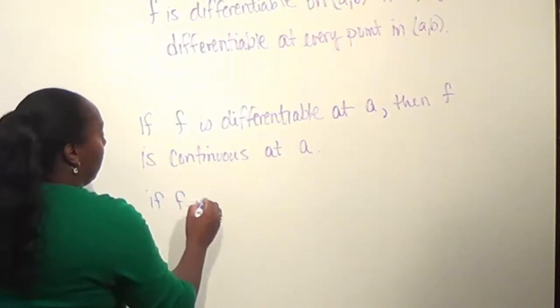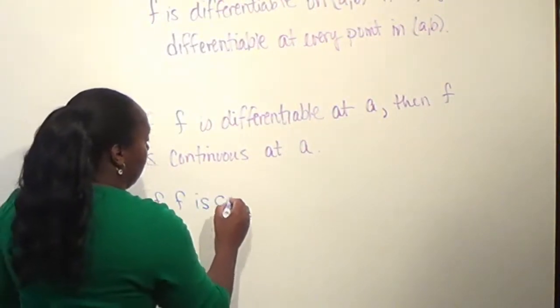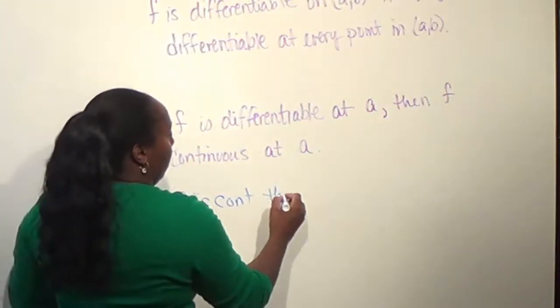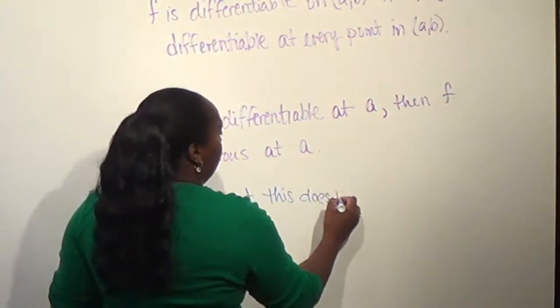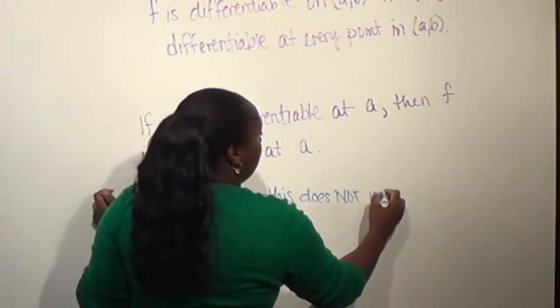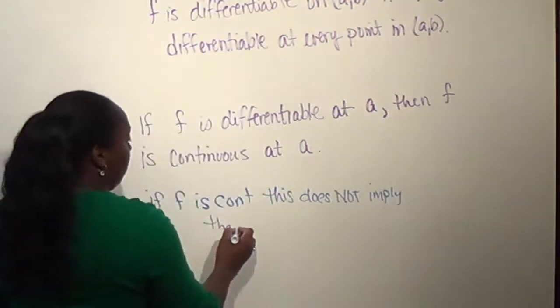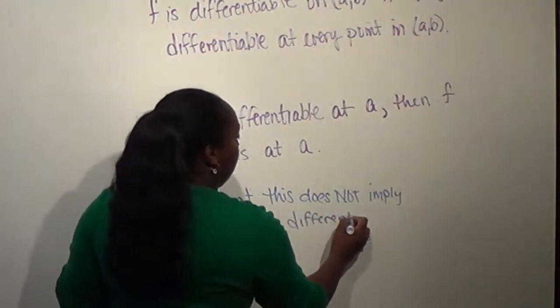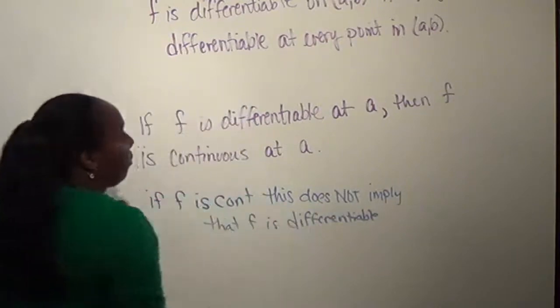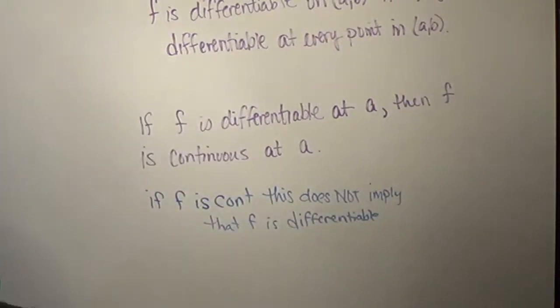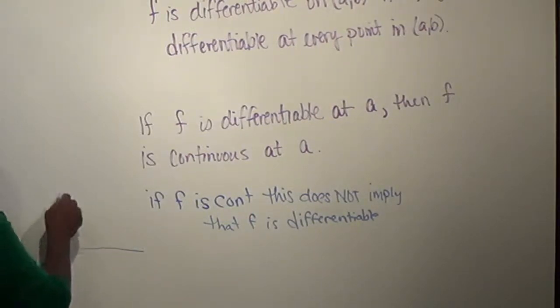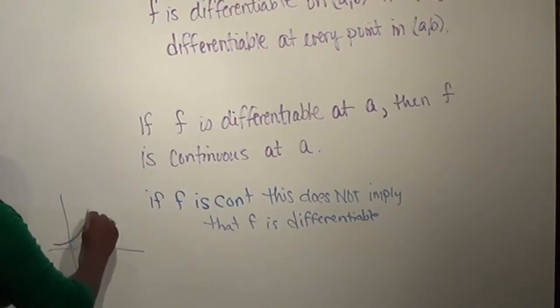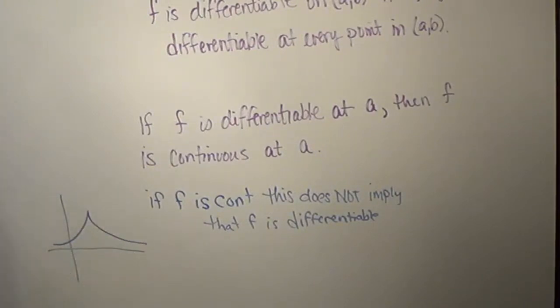If f is continuous, this does not imply that f is differentiable. And the best way to describe this, or to give an example of this, is to look at the graph of a particular function. And so here, if I've got a graph that does something like this, okay?